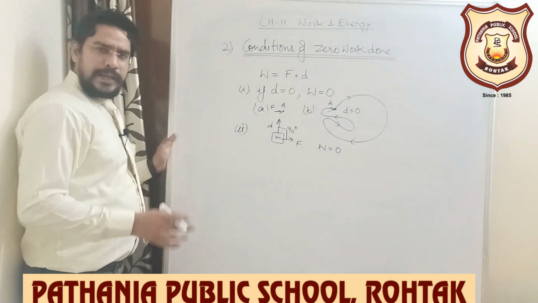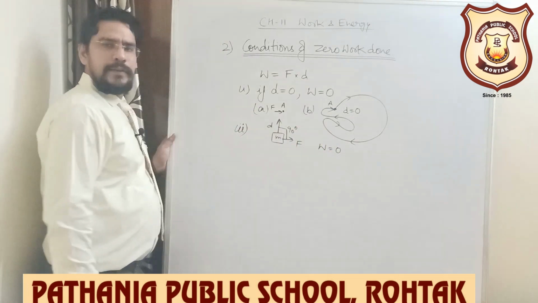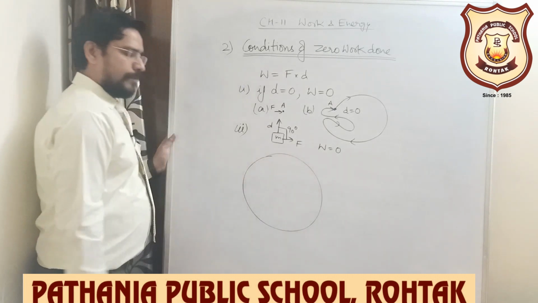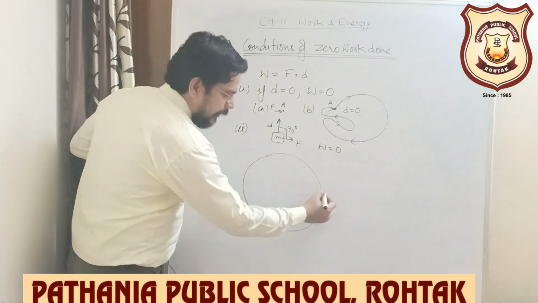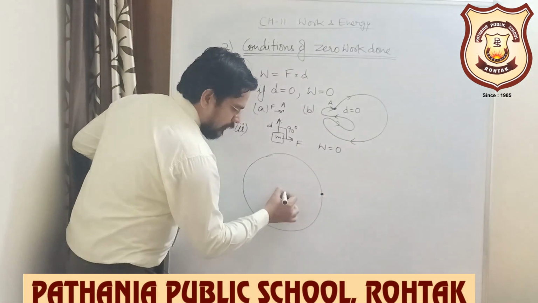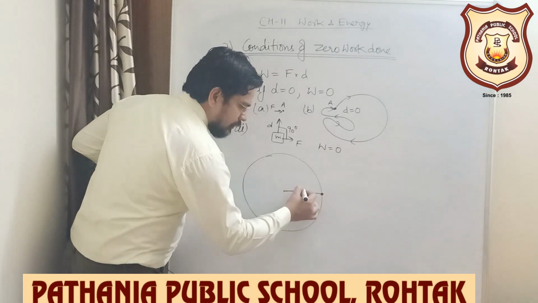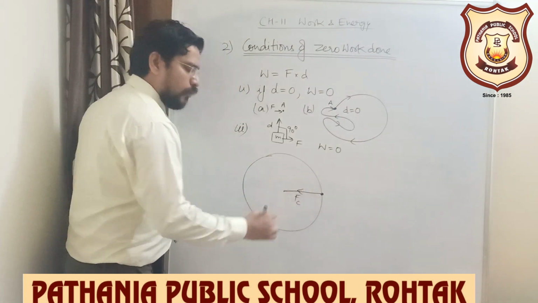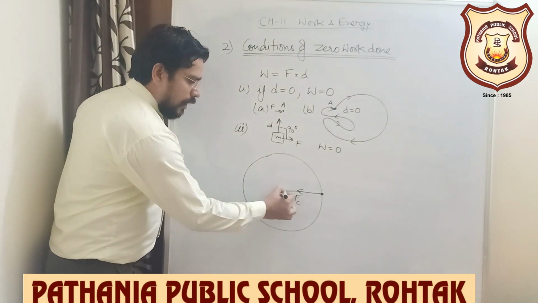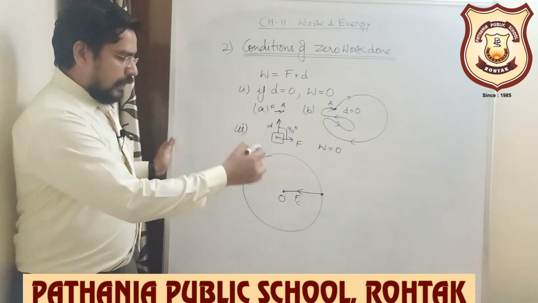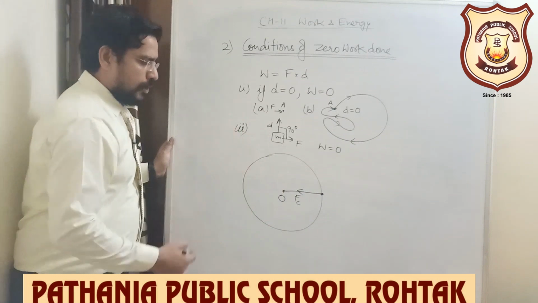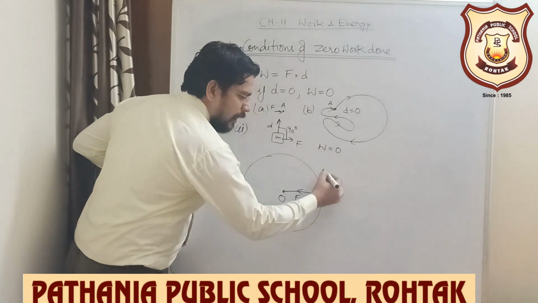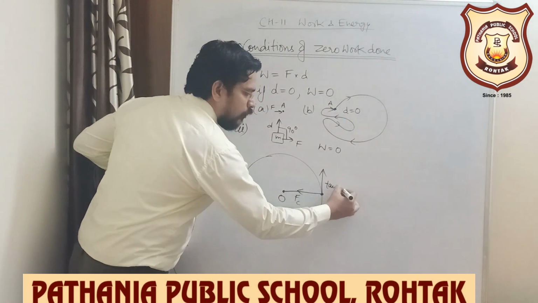I will give you the most common example of this 0 work done on the basis of angle, which is there in your syllabus. If an object is moving in a circle, then work done by object is 0. Why? Because at any point, if you will consider, for keeping an object in circular motion, a force is required which is known as centripetal force. A centripetal force towards center is always required for keeping an object in circular motion. And you know that direction of the motion is always along the tangent of the circle.